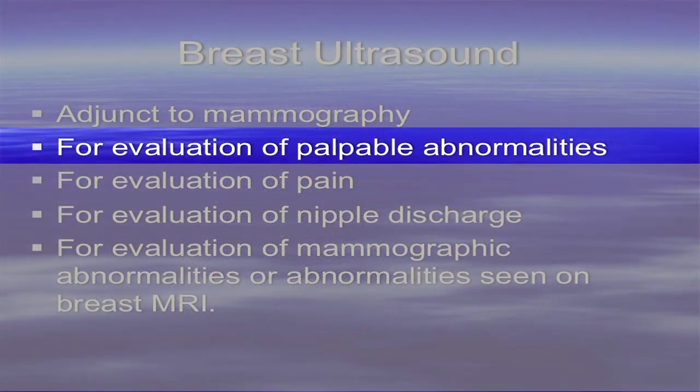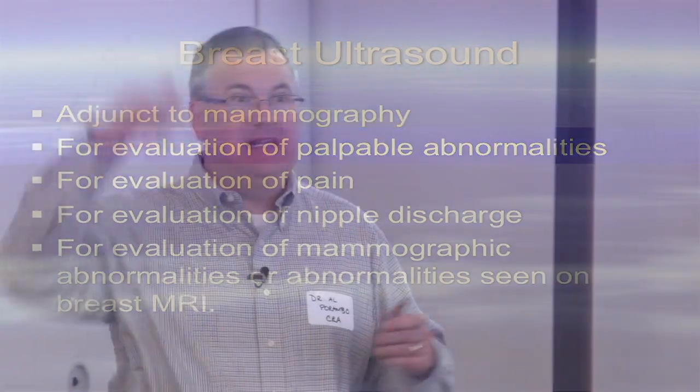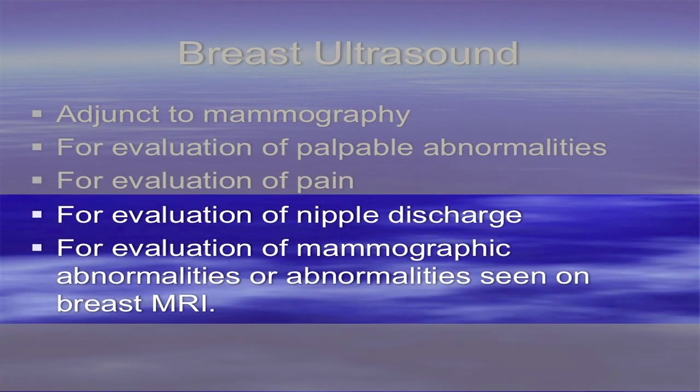On ultrasound, it's hard to tell where the breast tissue is dense and you're going to obscure something on mammo, or if it's a fatty breast, mammography is way better than ultrasound. But nonetheless, it's excellent for evaluating palpable abnormalities. A woman comes in and says, I feel something here that I didn't feel last month. Ultrasound is an excellent way to evaluate that. Typically, it's going to be a cyst, but I can't say that with certainty. Evaluation of pain, nipple discharge, evaluation of mammographic abnormalities or abnormalities seen on MRI.